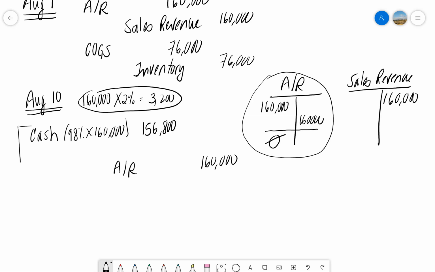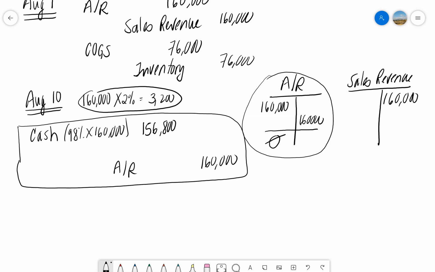So we look at this journal entry, then the question is, what are we missing? Well, every journal entry, total debits must equal total credits. So we're missing 3,200 in debits. This is the amount that's going to reduce our sales revenue, but we're not going to record it in our sales revenue account. We're going to use a contra account called sales discount. And that sales discount is going to be a contra account to sales revenue.